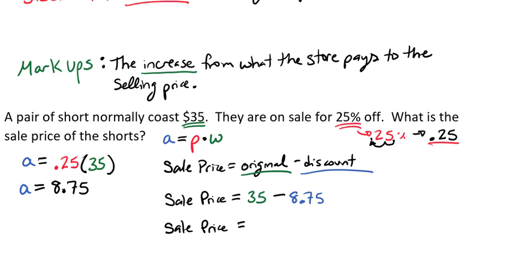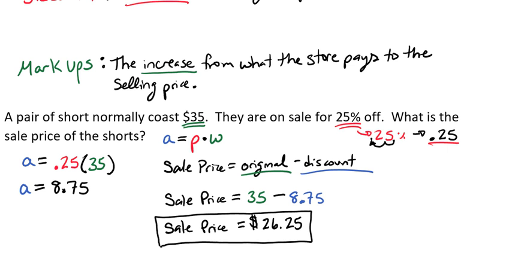When we plug that into the calculator, we see that we have an answer of $26.25. And we're done with this problem. We found our sale price. Make sure you put the dollar sign in there. So let's look at a different example now.